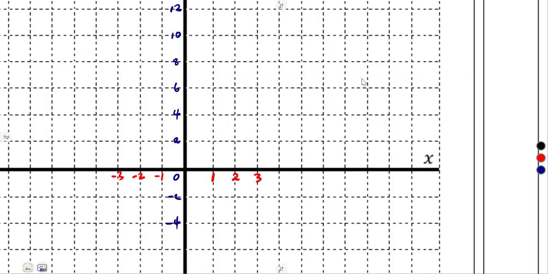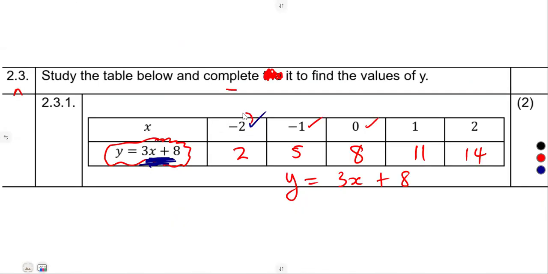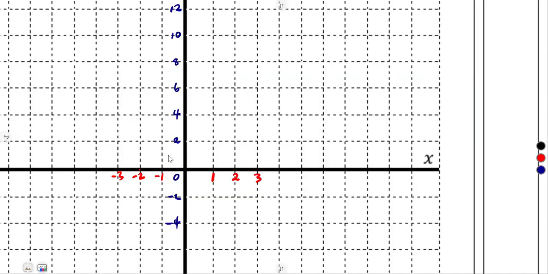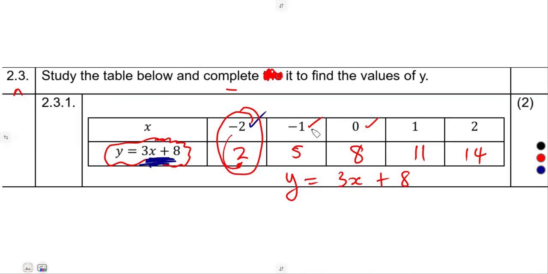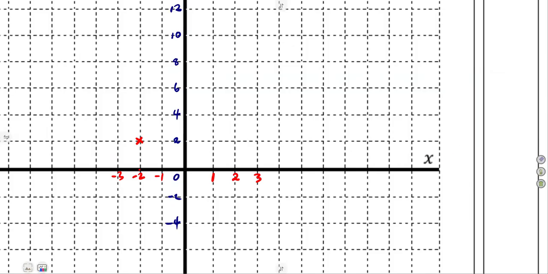So let's mark the points as we are given. The first one is minus 2 versus 2. X is minus 2, and at that point y is 2. So they meet here, and where they meet, you mark a point. We also have another point that we are given, which is minus 1 versus 5. X is minus 1, y is 5.